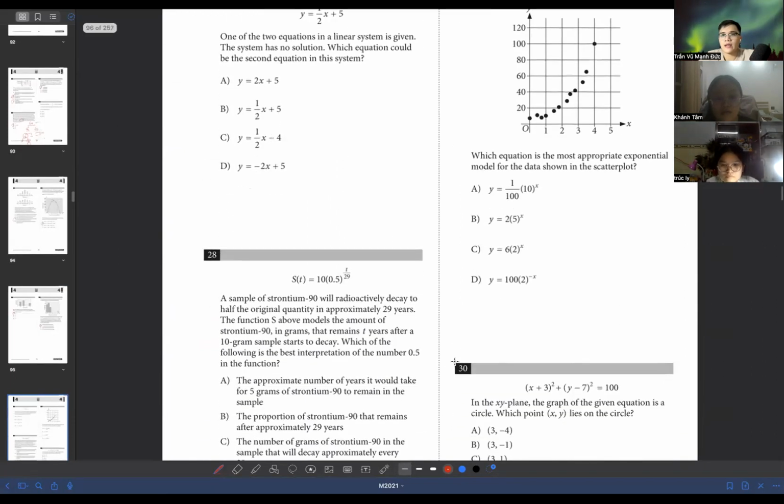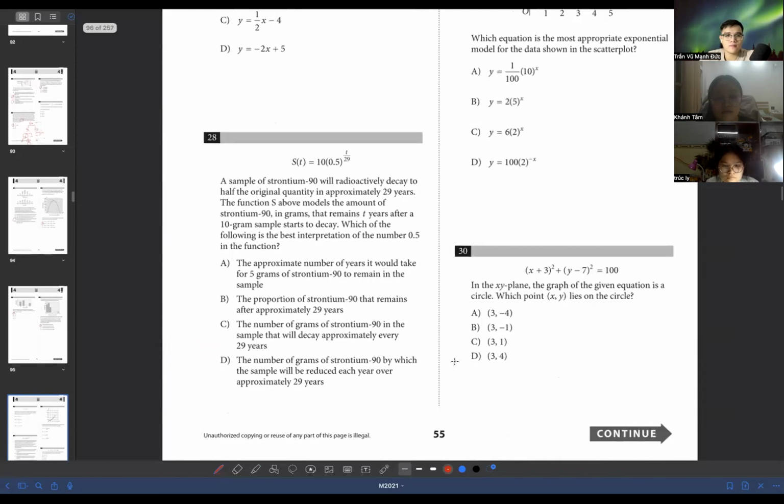Okay, 28. You do it also, though? 28B. Proportion of strontium. Which of the following numbers is 0.5 in the... Oh, the proportion. Very good.